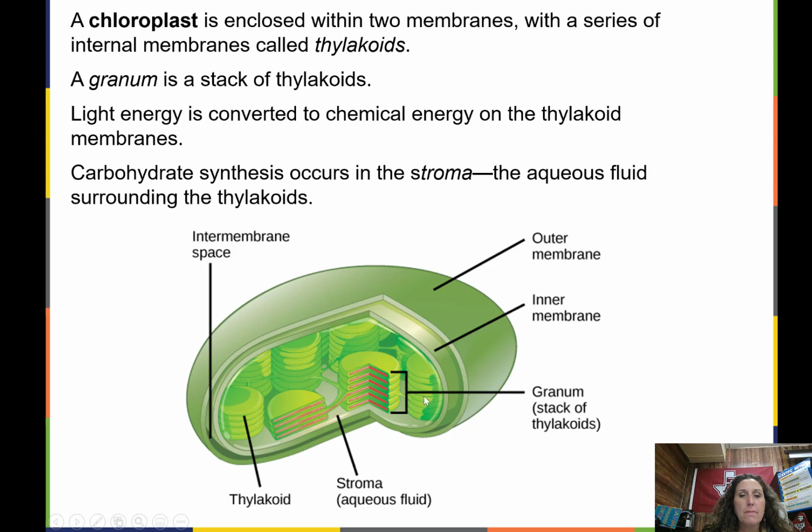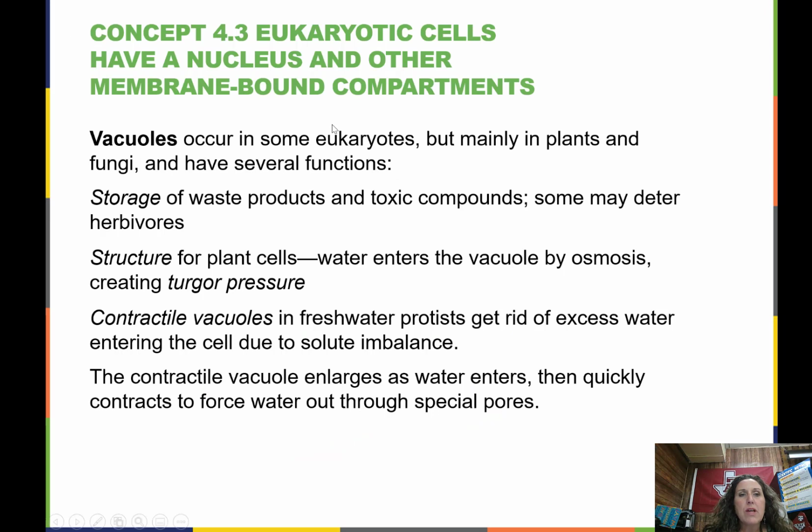There is a stack of pancakes called granum. One individual pancake in this stack is called the thylakoid. And so you have thylakoids in a stack called grana, and then the stroma is like the cytoplasm of the chloroplast.